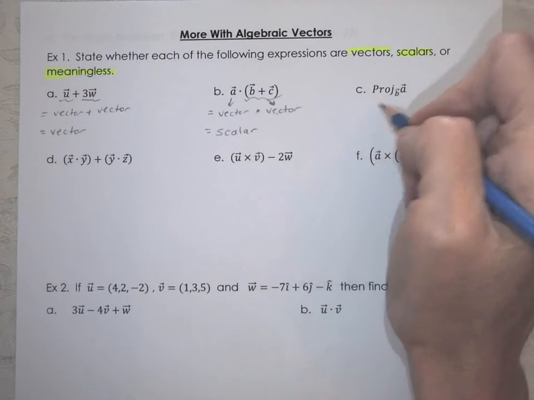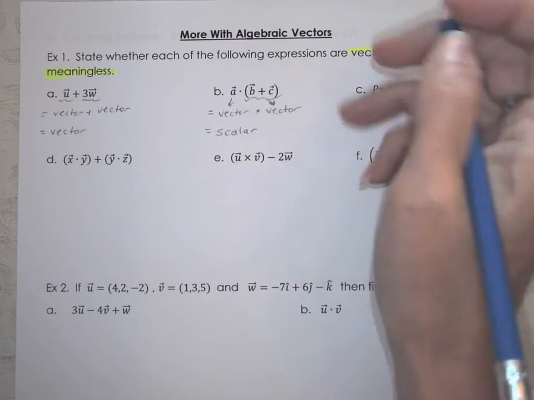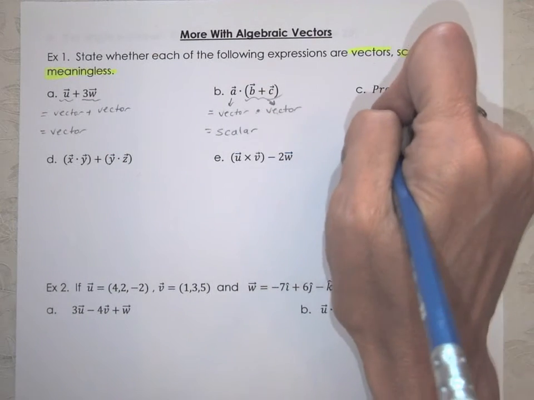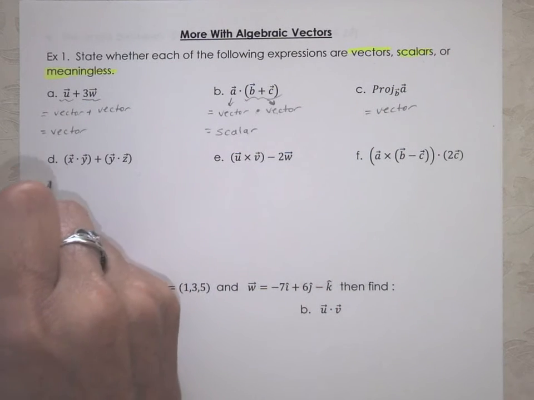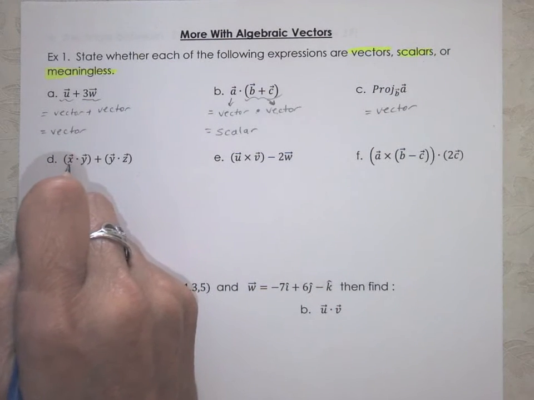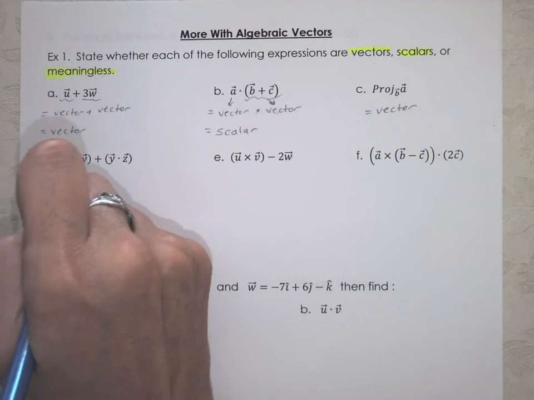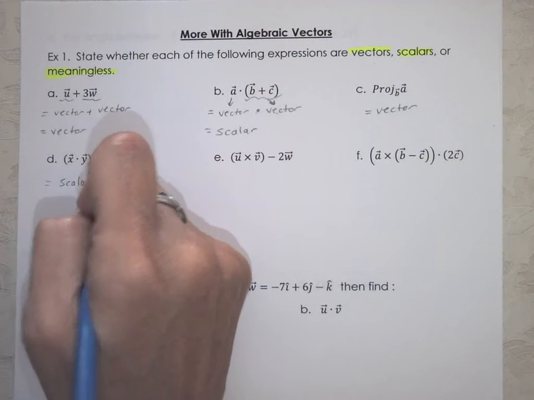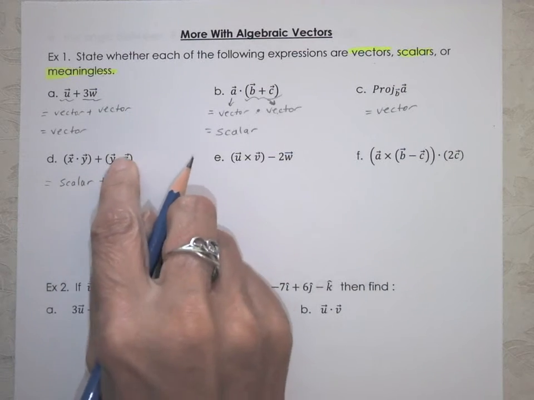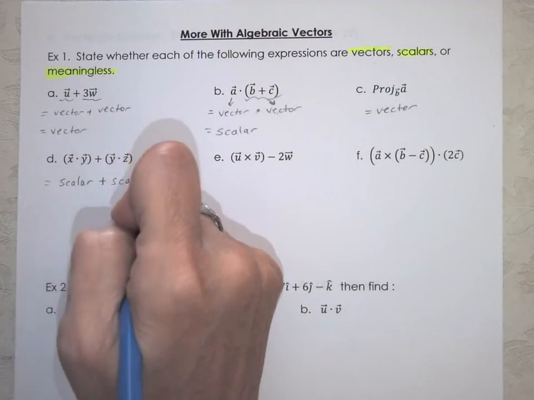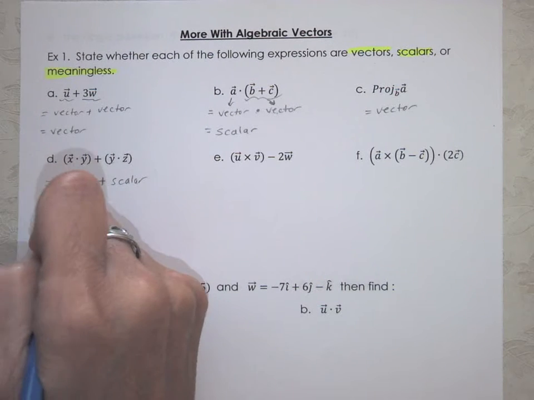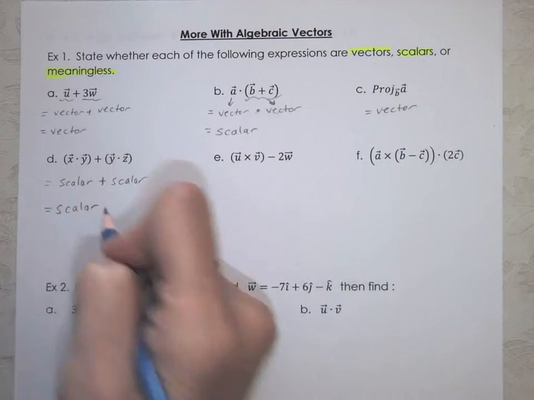Here we don't have magnitude bars, so this is a vector projection of A on B, so we know by definition that that's a vector. Here we have two vectors, x dot y, so we know the dot product of two vectors is a scalar, and we're adding the dot product of two different vectors, or one of the same and a different one, which is another scalar. And when we add two scalars together, we get a scalar, or a number.